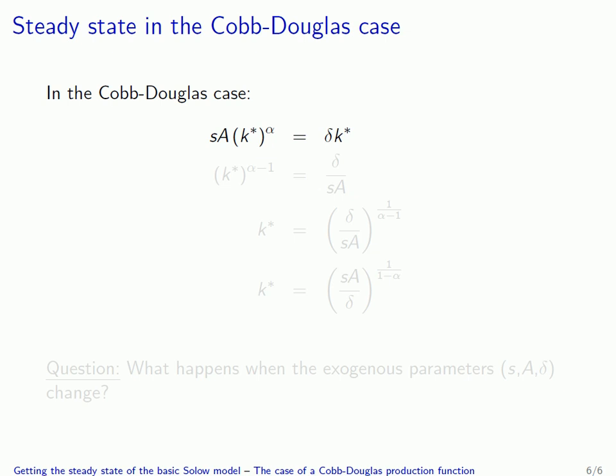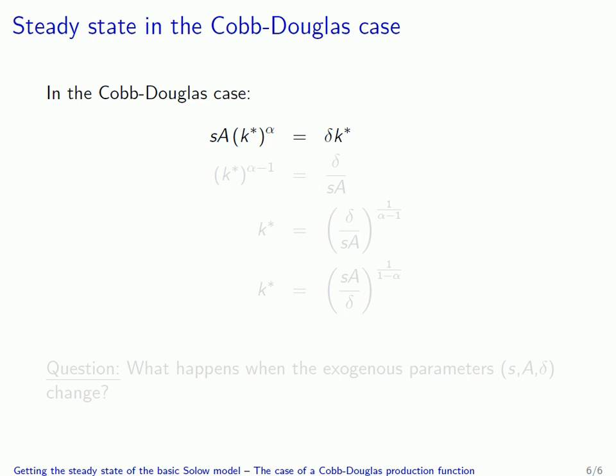So how do you write this equation in the Cobb-Douglas case? Well, replace f(k star) by its expression. So you have s A k star to the power alpha is equal to delta k star. At this stage, you have everything you need to find k star, the value of capital per worker at the steady state. In this equation, you have only exogenous parameters, A, alpha, and delta, and out of this we want to find k star as a function of these different parameters.